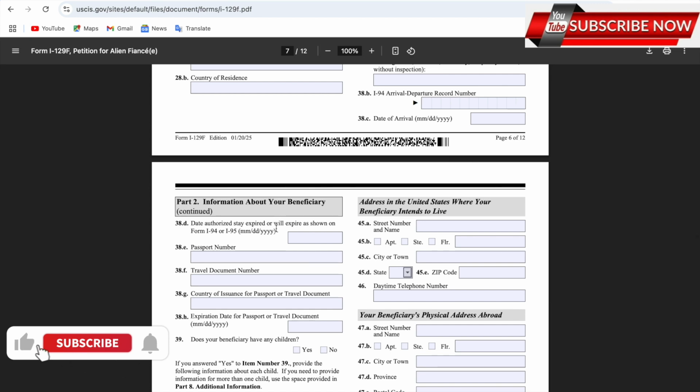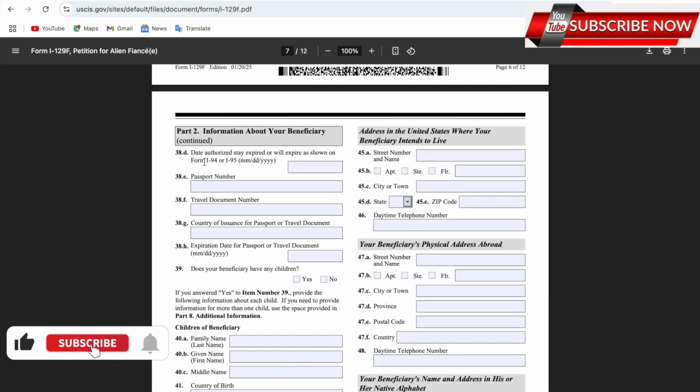It says, continuation about your beneficiary. It says, date authorized stay expired or will expire as shown on the form I-94. So for the date authorization, when will it expire? You put in the date over here, and you put in your passport number.